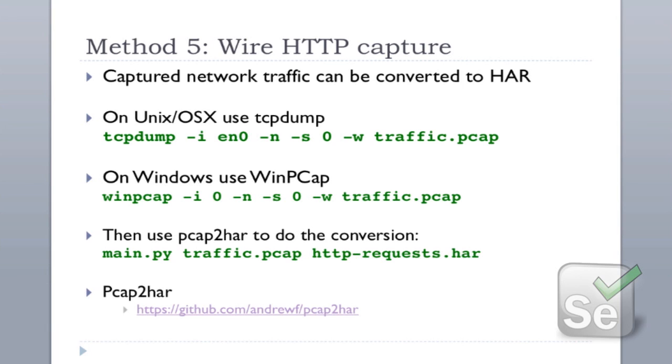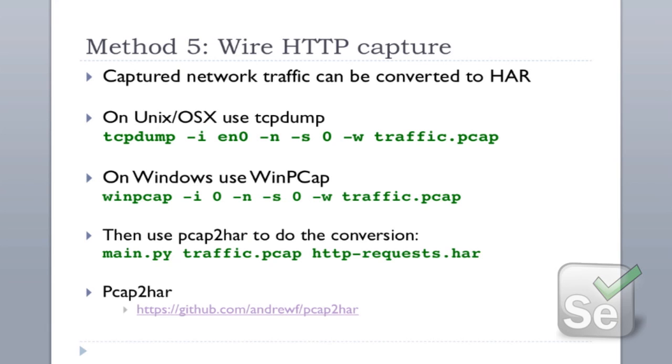If you do run into something where you're not really sure if it's the proxy or not, you can run this. So on Windows and Mac, you can run TCP dump, and on Windows you can run WinPcap, and this saves off a PCAP file, and then you can convert that to a HAR format using this open source project called PCAP to HAR.